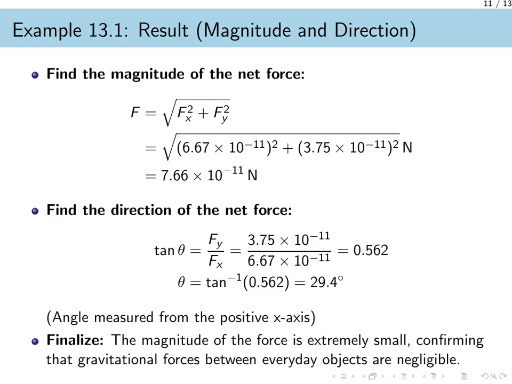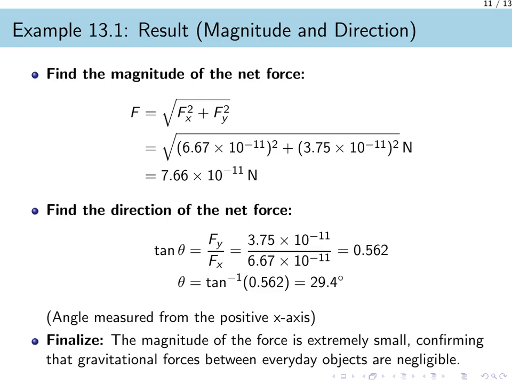Now that we have the x and y components of the net force, we can combine them to find the force's total magnitude and direction. To get the magnitude, we apply the Pythagorean theorem. The magnitude F is the square root of the quantity F sub x squared plus F sub y squared. Plugging in our values gives a magnitude of 7.66 times 10 to the power of negative 11 newtons.